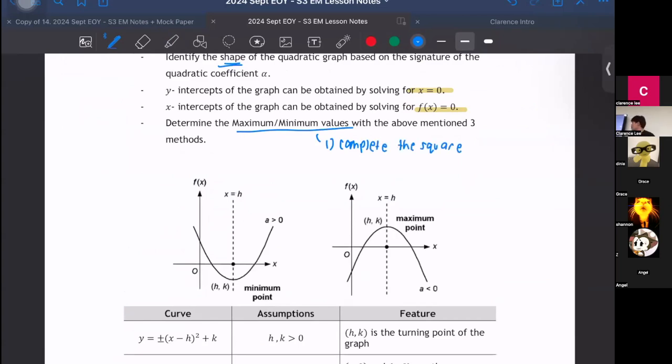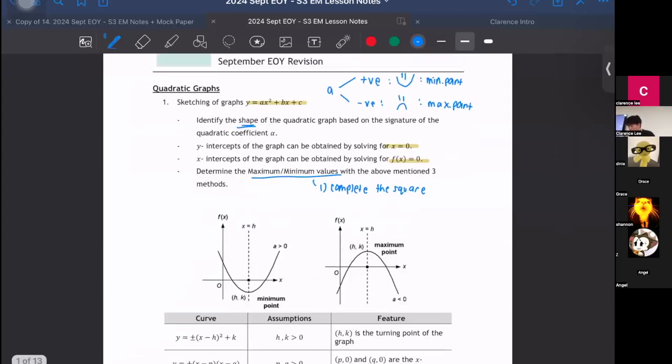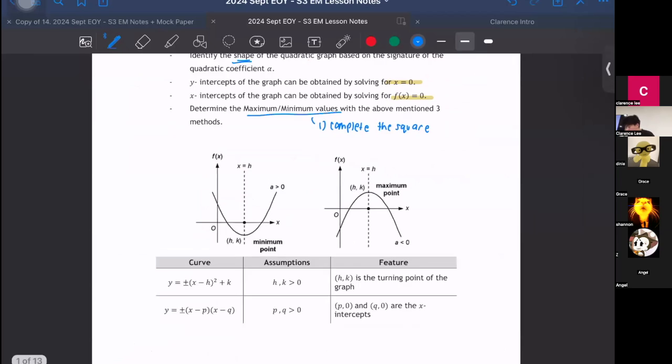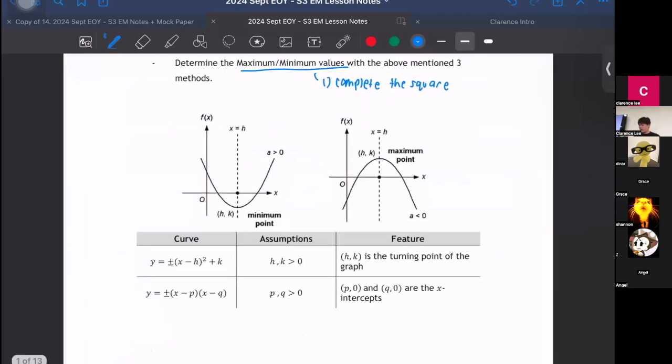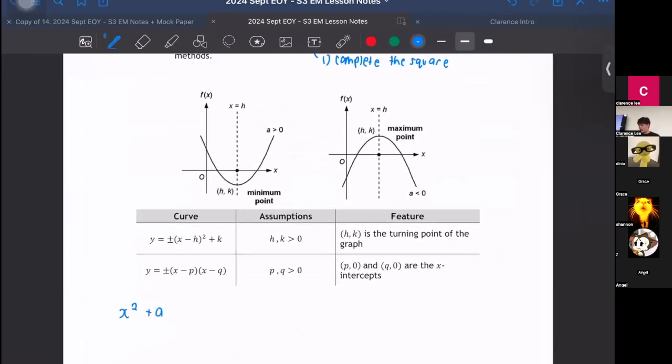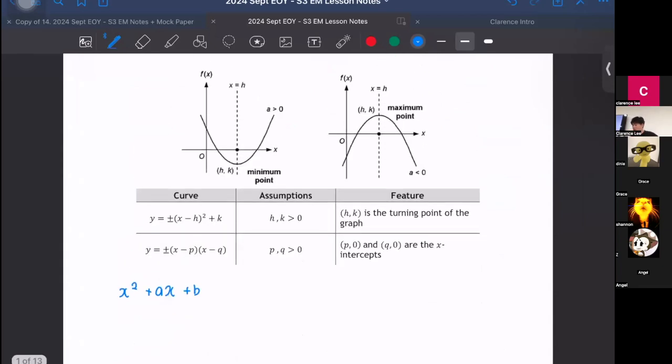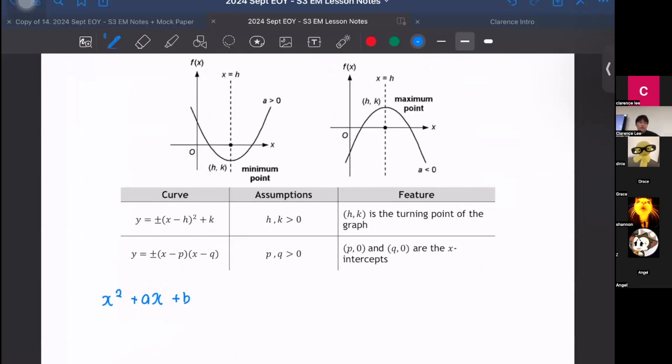Okay, completing the square tells you your maximum and minimum point straight away. So how do I do that? We look at our first example. Let's say I have an equation where it's x squared plus ax plus b, for example. If they ask us to find your turning point, what you need to do is go and complete the square.